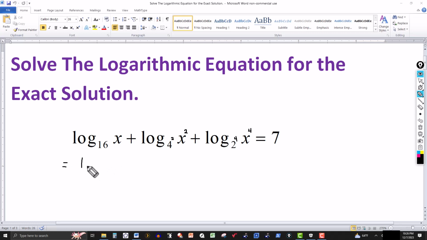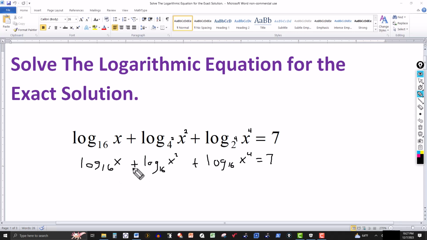So this is the log to base 16 of x. Actually, I don't want an equals here because I'm just rewriting the equation in a different format. So this will be a plus log again, the base 4 to the second power, that's 16, of x squared. The next one is going to be log, and then the base is 2 to the 4th, that's 16, of x to the 4th.